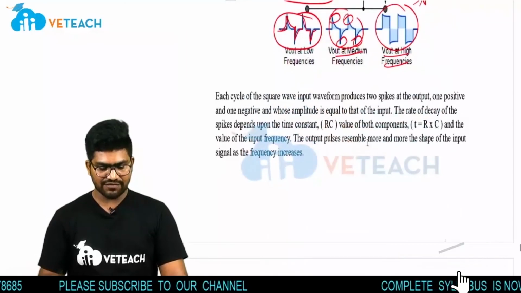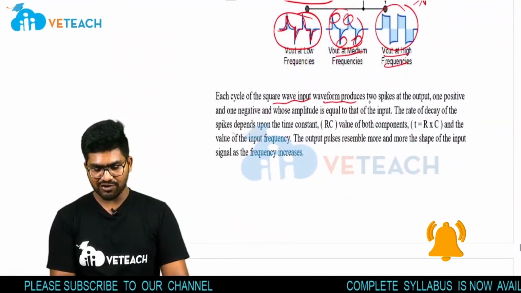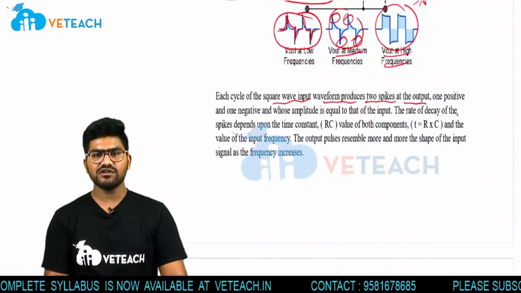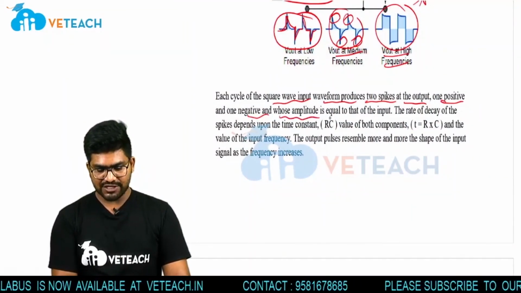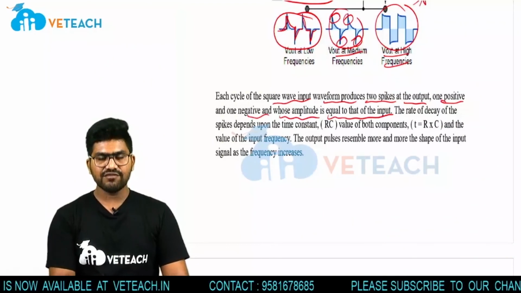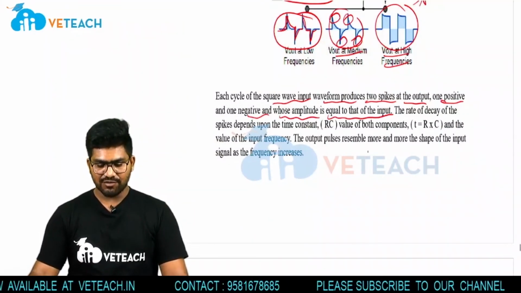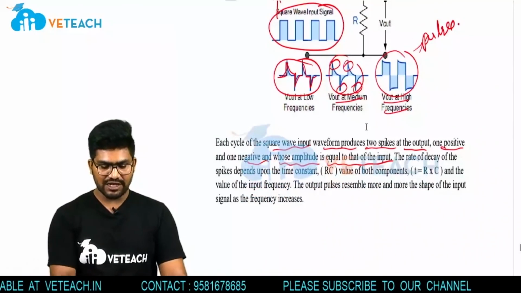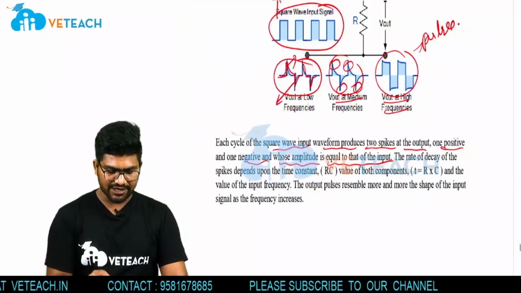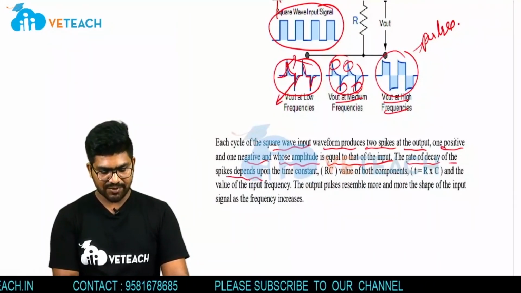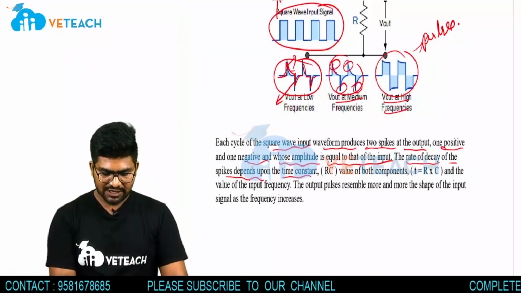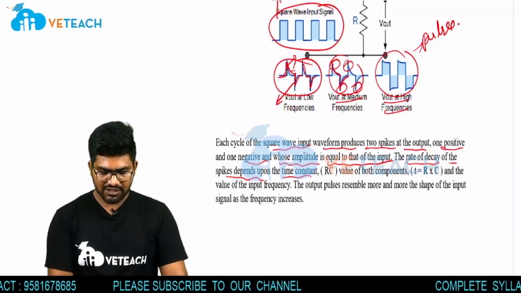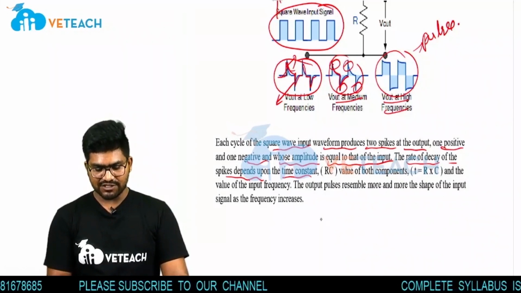Each cycle of the square wave input waveform produces two spikes at the output, one positive and another negative, whose amplitude is equal to that of the input. At any frequency it will produce two spikes at the output, this is the positive and this is the negative. The rate of decay of the spikes depends upon the time constant, the RC values.